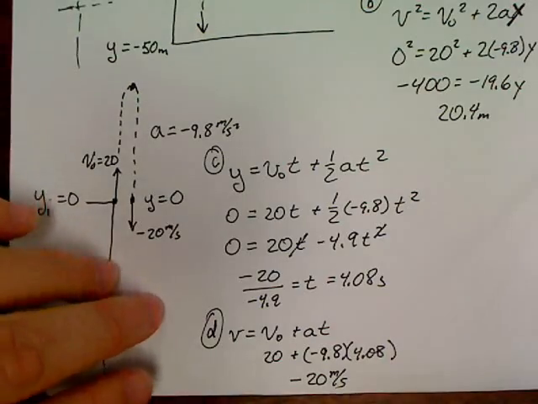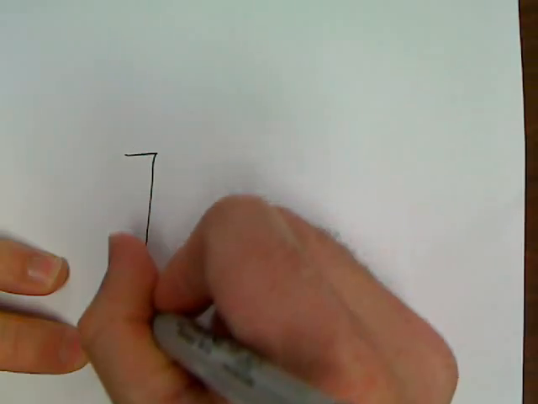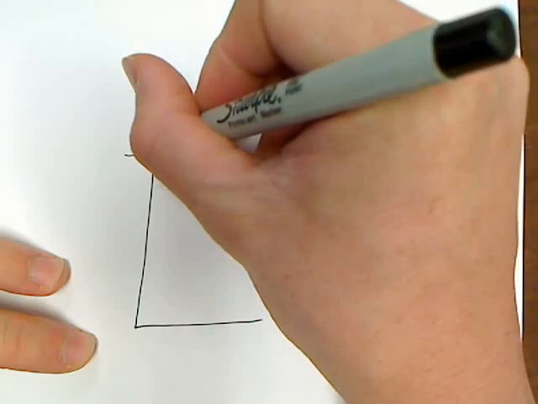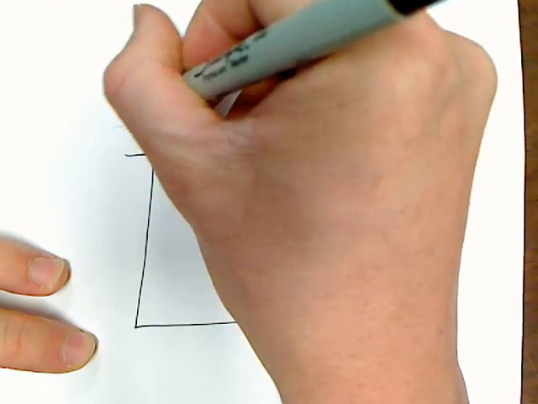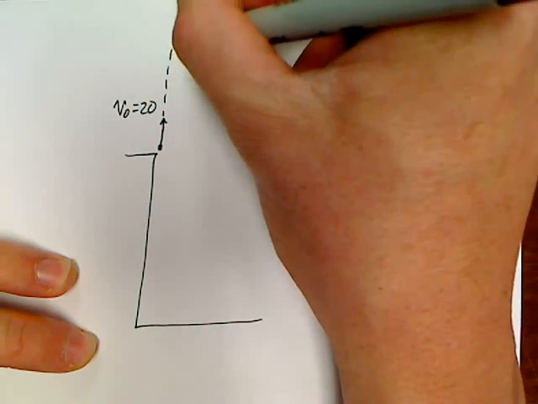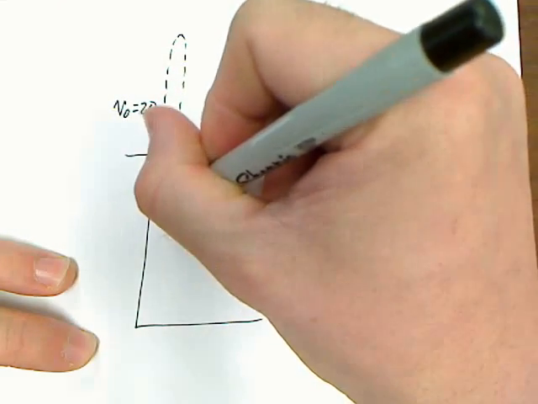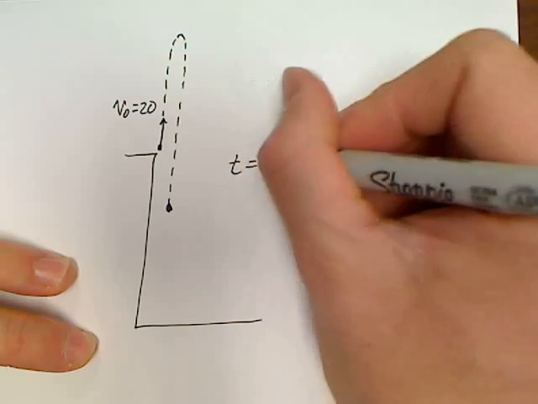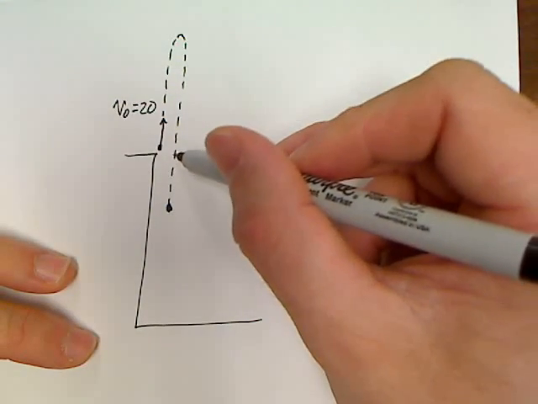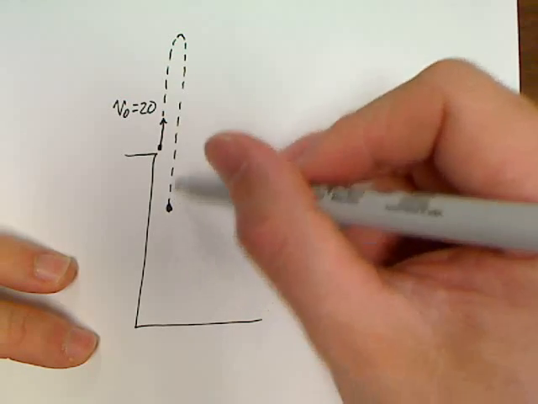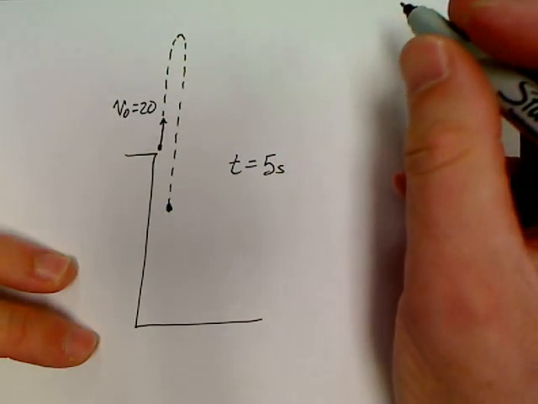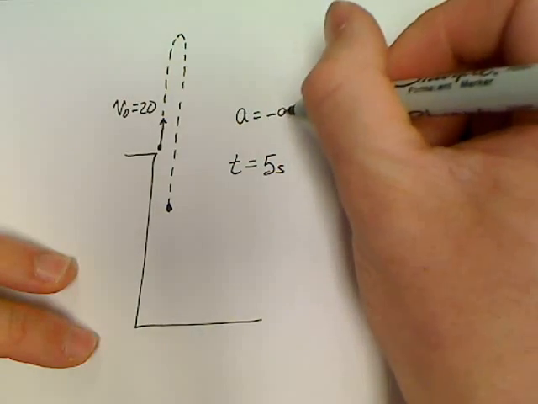All right, this problem had one more thing. It asked us to find the position and velocity of the stone at 5 seconds. So let's see if we can calculate the position and velocity at 5 seconds. All right, so I'm going to draw me one more time this nice building. Here comes the stone. It's thrown up. V0 of 20. Goes up and it stops and falls back down. And it said find position at time of 5 seconds. Well, we know it took 4 seconds to return to here, so obviously it's already past the top of the roof by 5 seconds. What else do we know? We know that A is equal to -9.8.